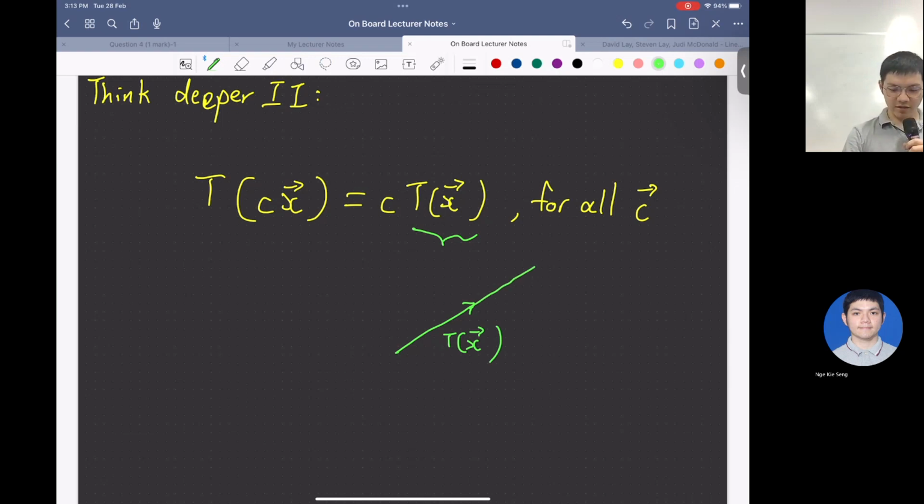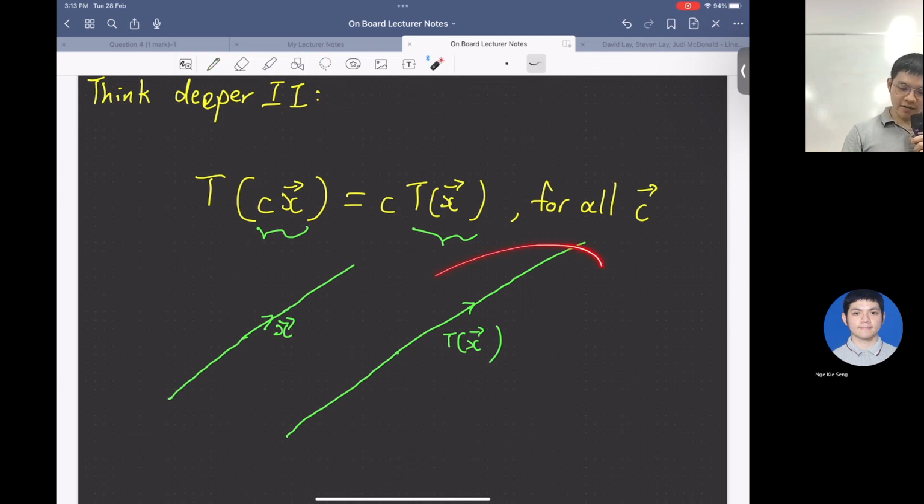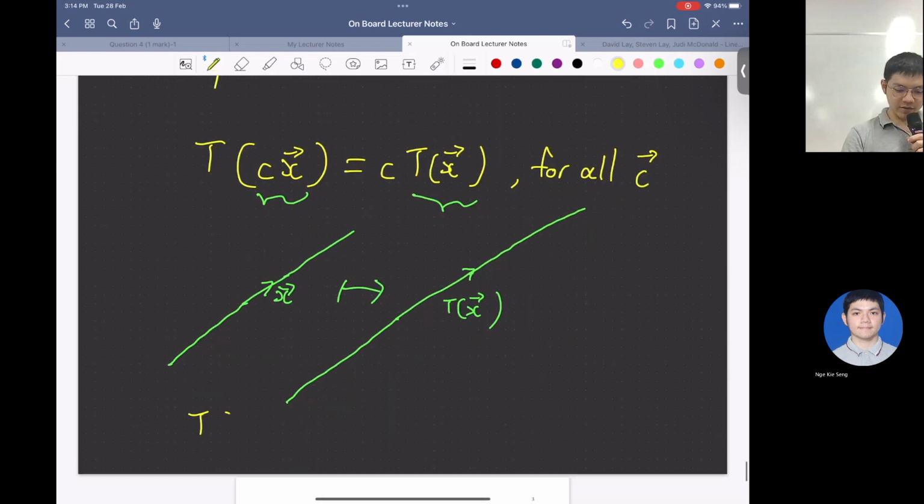So everything along this line is cT(x). How about cx? It's an x, and then everything along the c. This means the line in the codomain is coming from a line in the domain. Similarly for the other one. So two properties, right? Preserve vector addition and scalar multiplication.